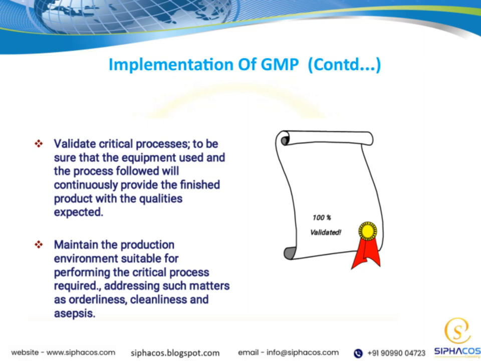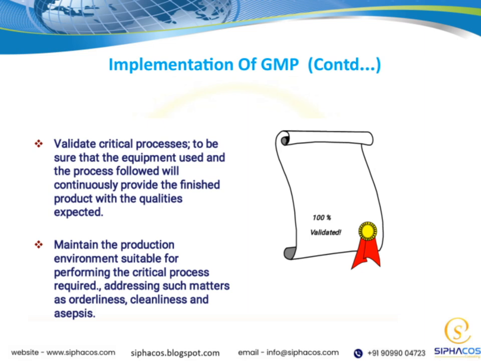Every step in the manufacturing process should be well documented, so that if issues arise, we can trace back and identify what happened. Additionally, staff training plays a crucial role. Well-trained personnel are essential to uphold GMP standards consistently. Training should be ongoing, ensuring everyone understands their responsibilities and the importance of quality.